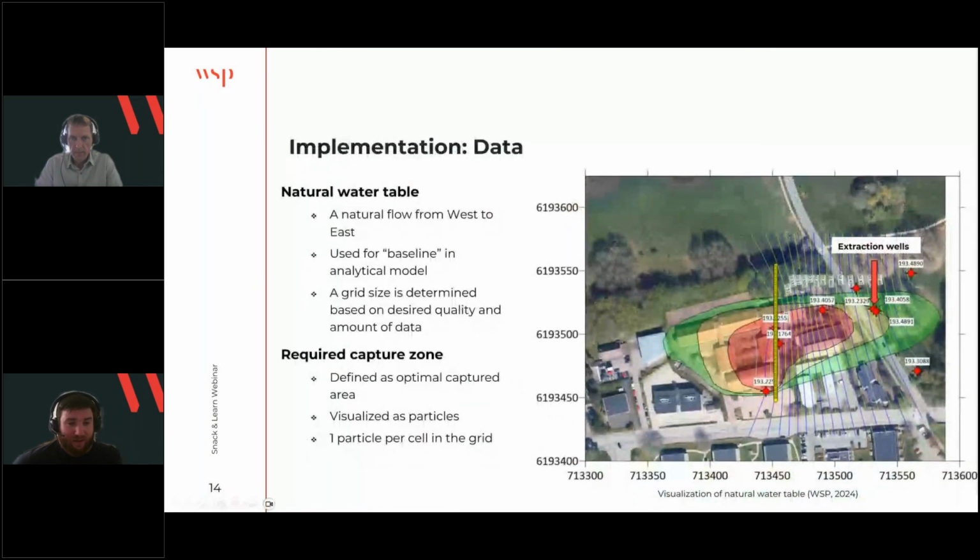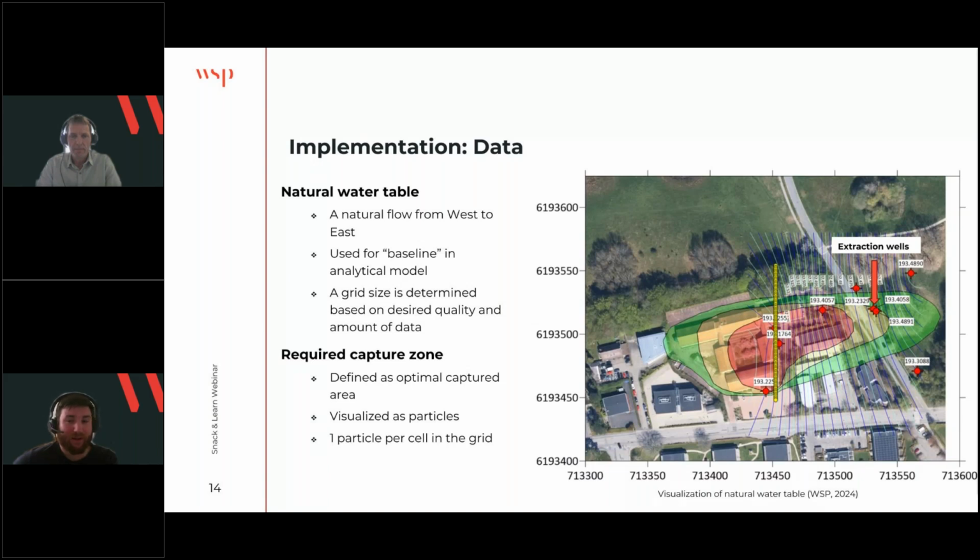Here we can see the natural water table. It's interpolated from the data from the IoT sensors. It is shown as an isopotential map, and we can see there's a natural flow here from west to east towards the extraction wells. So that's kind of lucky. The natural water table here is used as the baseline scenario, and that's for the analytical model to use.